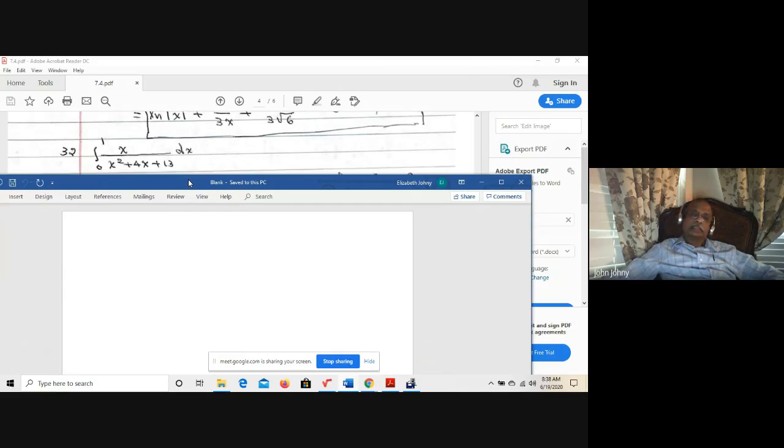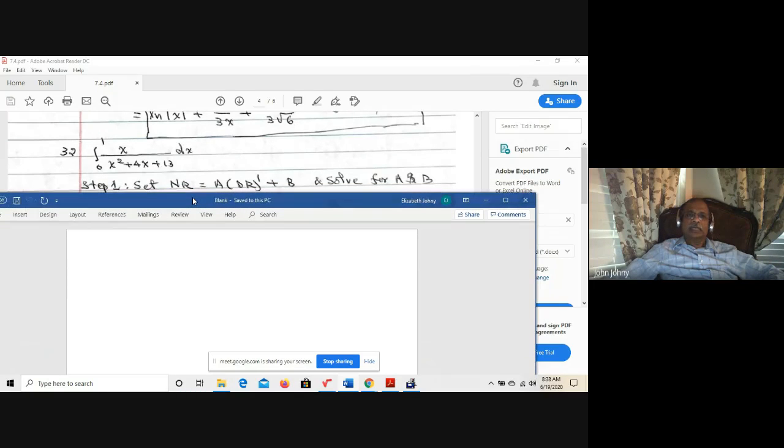And you see x divided by x squared plus 4x plus 13. You observe that the denominator is not factorable. If the denominator is not factorable, what you have to do is set the numerator equal to a times the derivative of the denominator plus b. You see, this method is not discussed in the book. In the book, they go by the long way. So this is my contribution.